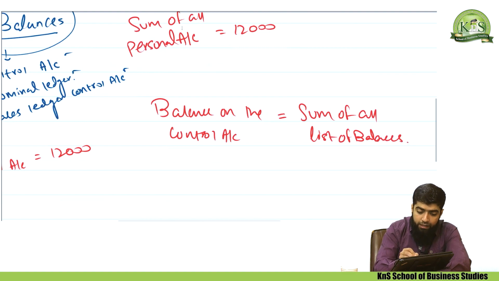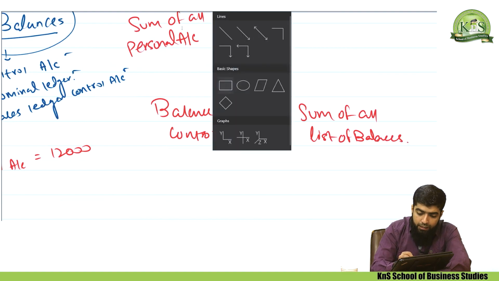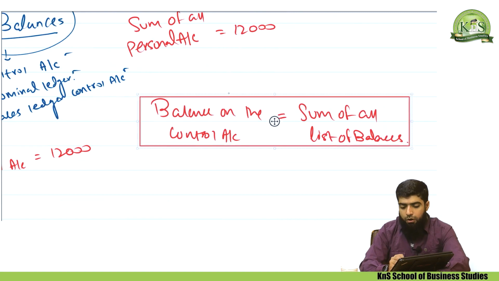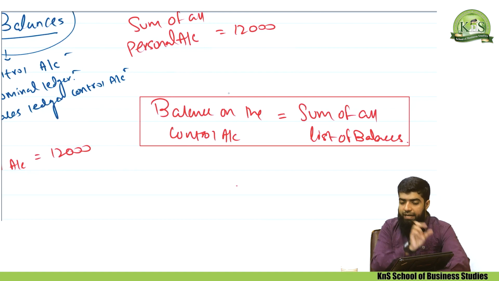That is the central idea, that the balance on the control account should always be equal to the sum of all list of balances. Is it? Now that should be the ideal situation or position. But what normally happens within the organization?